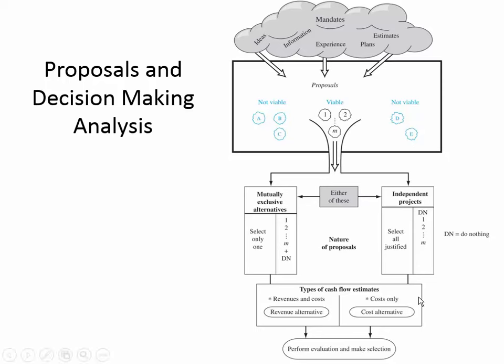Now this next part, down here at the bottom, types of cash flow estimates. Sometimes a project has both revenue and costs. And so you make an investment and you get money in the future. That's usually private companies that have both revenues and costs. Sometimes governments and nonprofits only have costs and they don't have revenue.